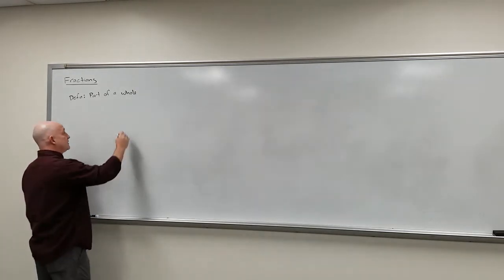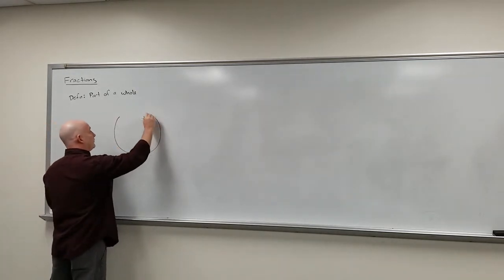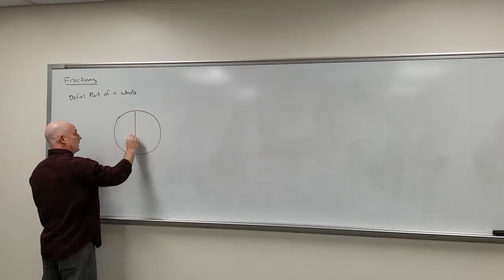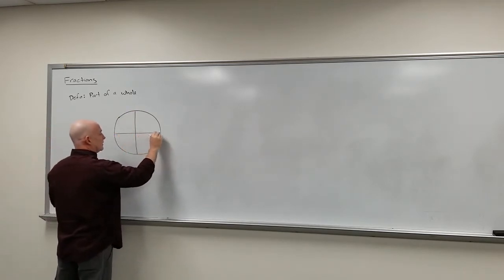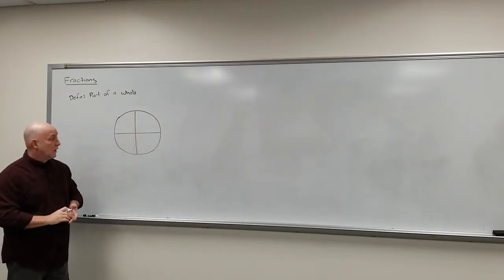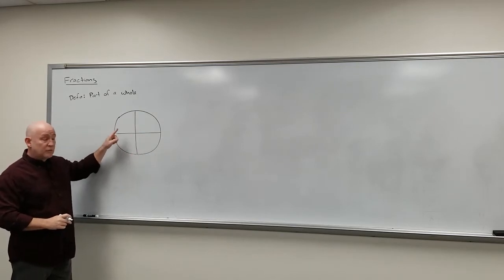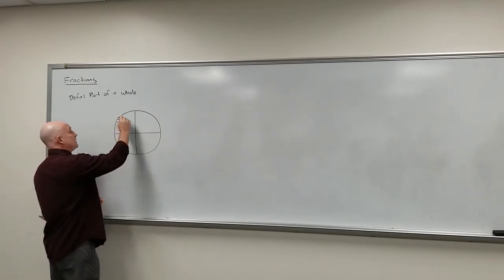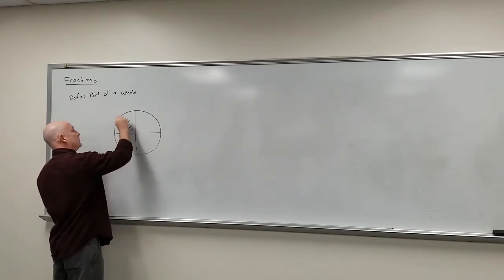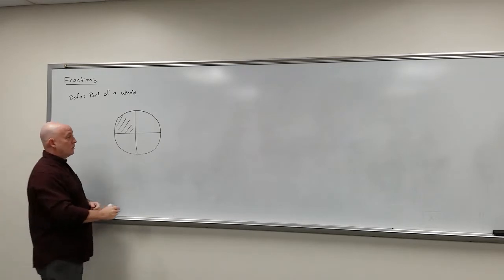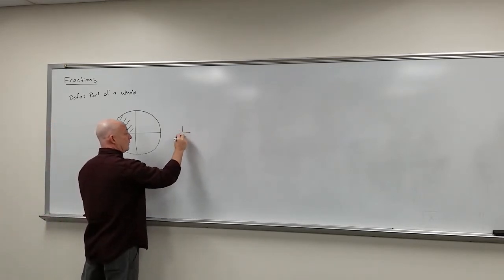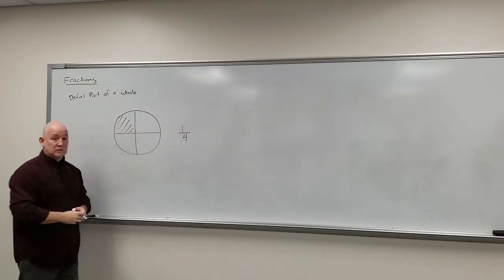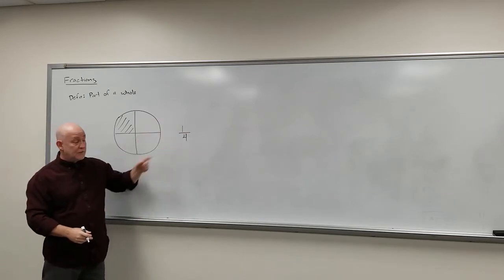So the classic picture that we normally draw is something like a pizza. Let's say that we cut this pizza into 4 pieces. Now being that it has 4 pieces, we can call each one of these pieces a fourth of the whole pizza. So if we were to eat 1 piece of pizza, we would have 1 out of the 4 pieces, or 1/4 of the pizza.